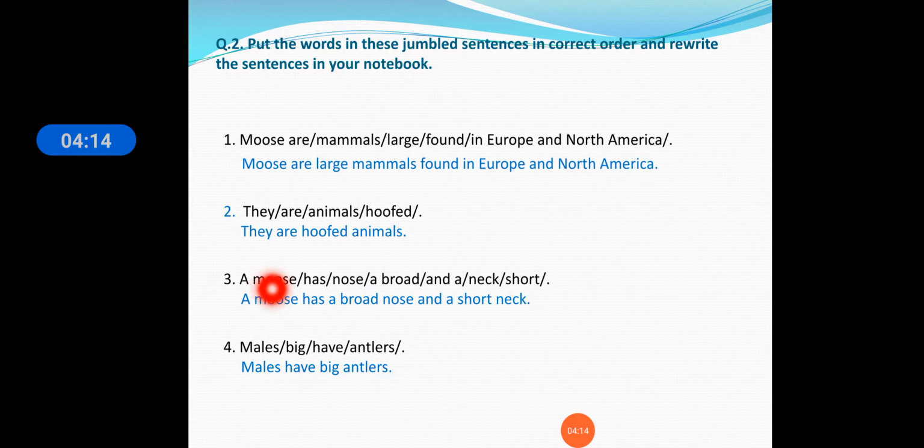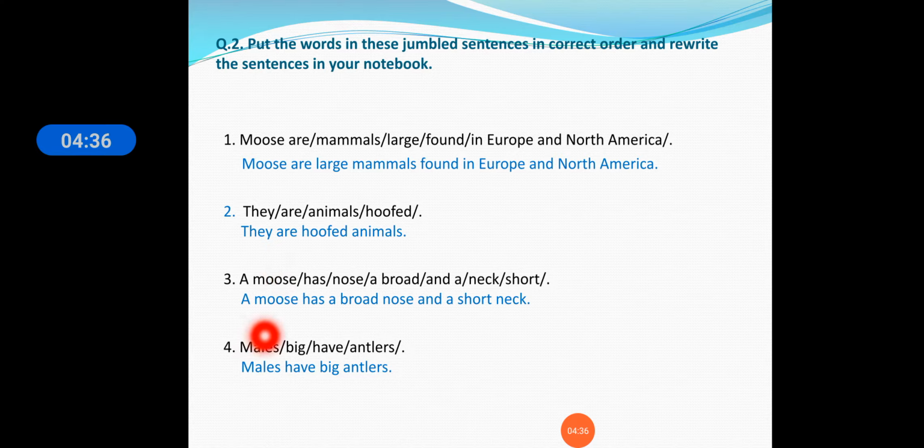Third one, a moose has nose a broad and a neck short. So, we will correct this sentence. A moose has a broad nose and a short neck. Broad nose means wide nose. Its nose is big and its neck is very short.